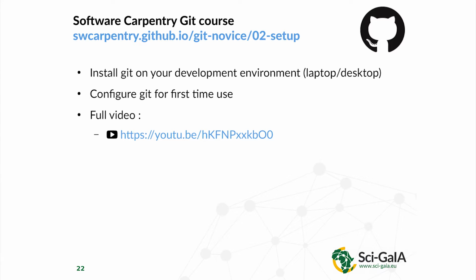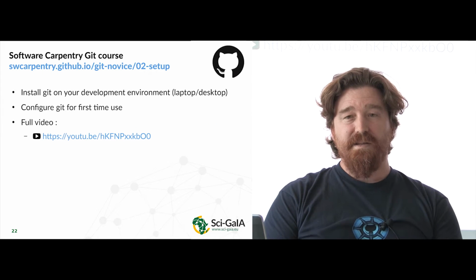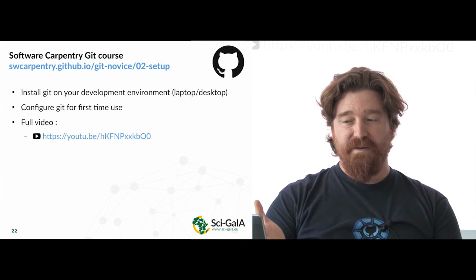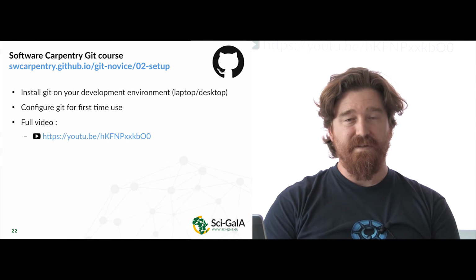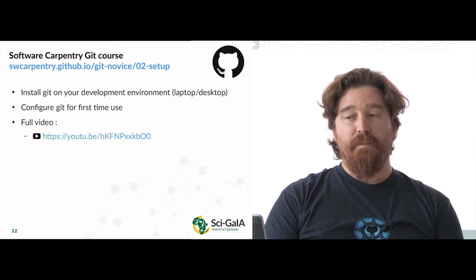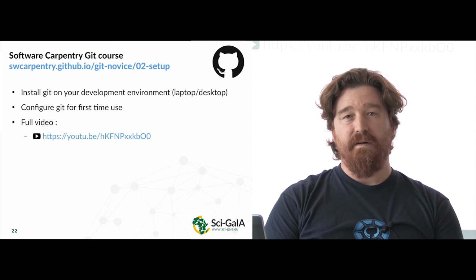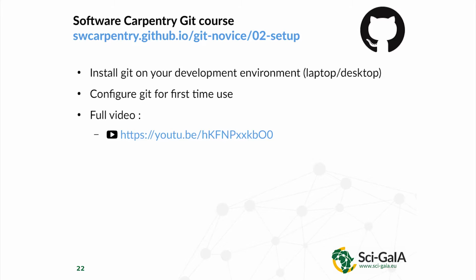Right, so now you've got Git installed on your development machine and you can start using it. The next task that you have before you is the configuration of Git personally. There's a full video of how to do this on YouTube in the link below, but you need to follow the link under the title of this slide. That is the second lesson of the Software Carpentry Git lesson, which shows you how to configure Git.